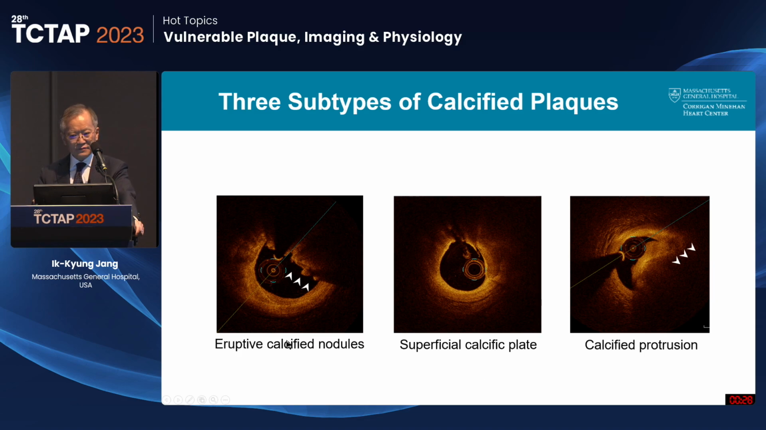This eruptive calcified nodule is most frequently found in mid-RCA, where the torsion is maximum, and is associated with red thrombus, whereas superficial calcific plate, which is the most common type, was most frequently found in mid-LAD with platelet-rich thrombus, the features frequently seen after plaque erosion.